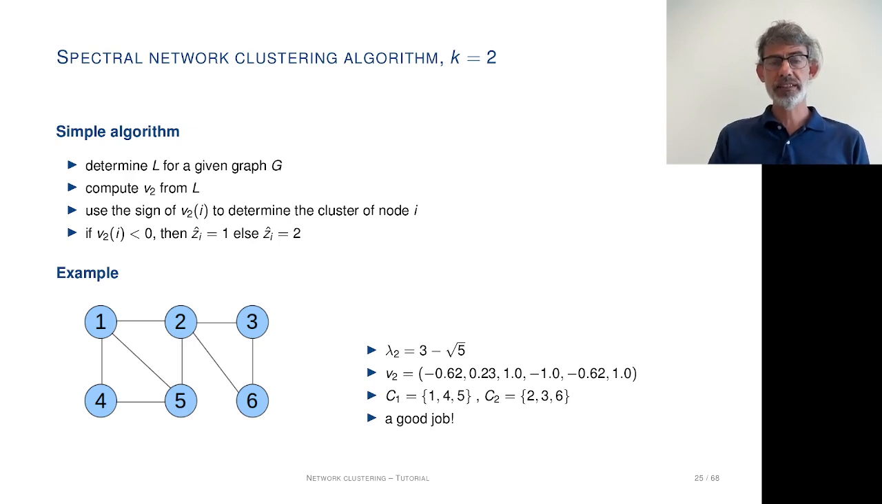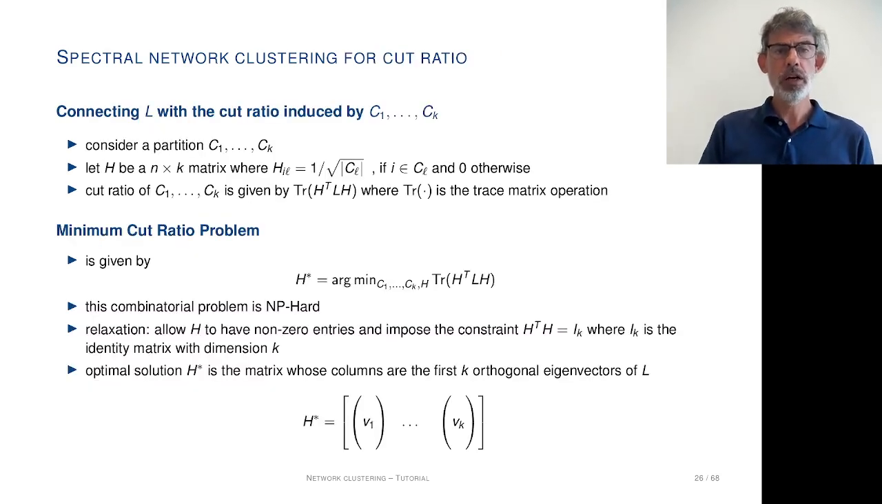And you can see that in this case, the spectral network clustering did a very good job, actually found the same result as Kernighan and Lin, with a balanced partition here. Good. So what about the cut ratio? We talked about cut size as being not very effective because it sometimes produces clusters that are small, and we can use the cut ratio for that.